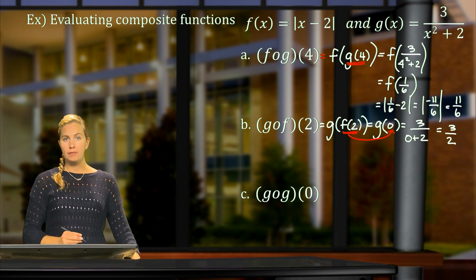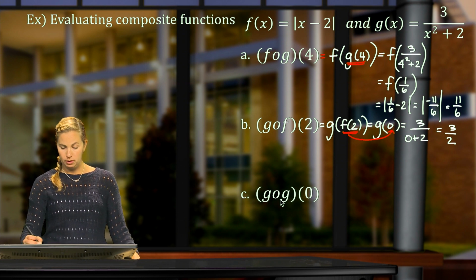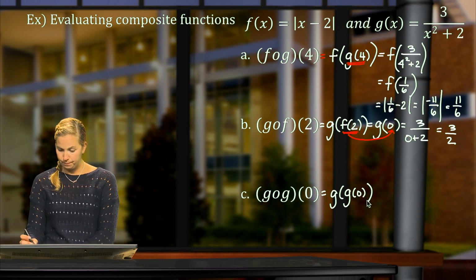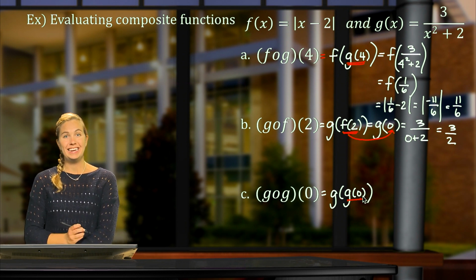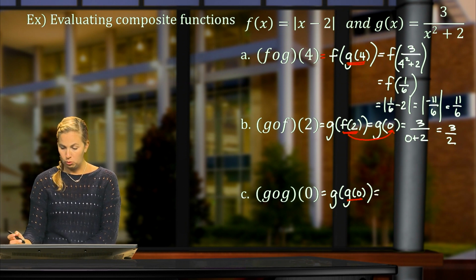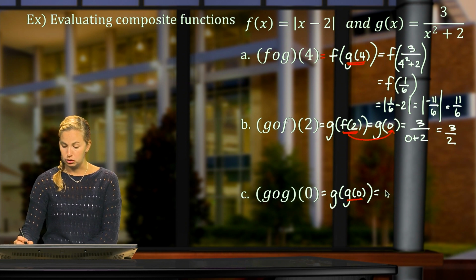g of g of 0. These don't cancel each other out just because of the same function. Again, construct your function notation and first find what's on the inside. The very inside is g of 0. Well, if you look at that previous example, we already found g of 0. g of 0 was 3 over 2.